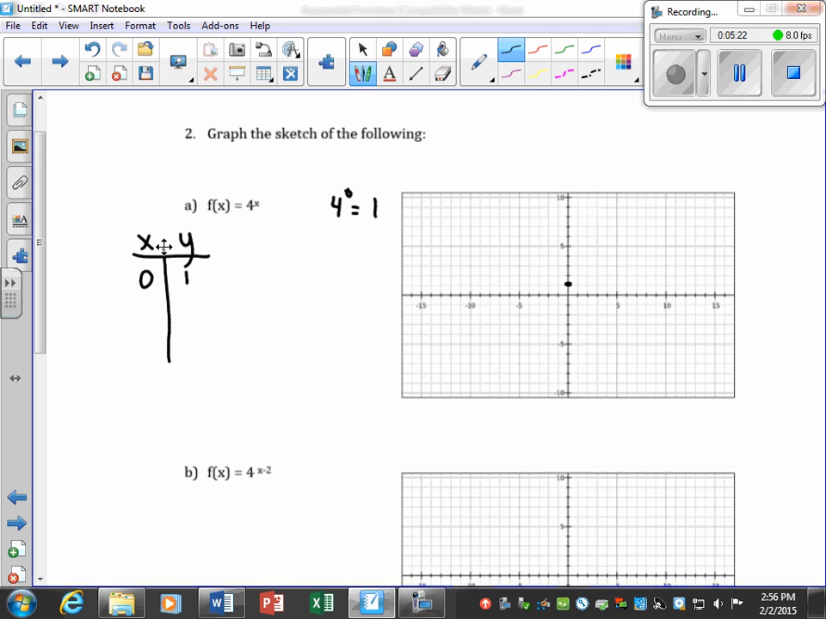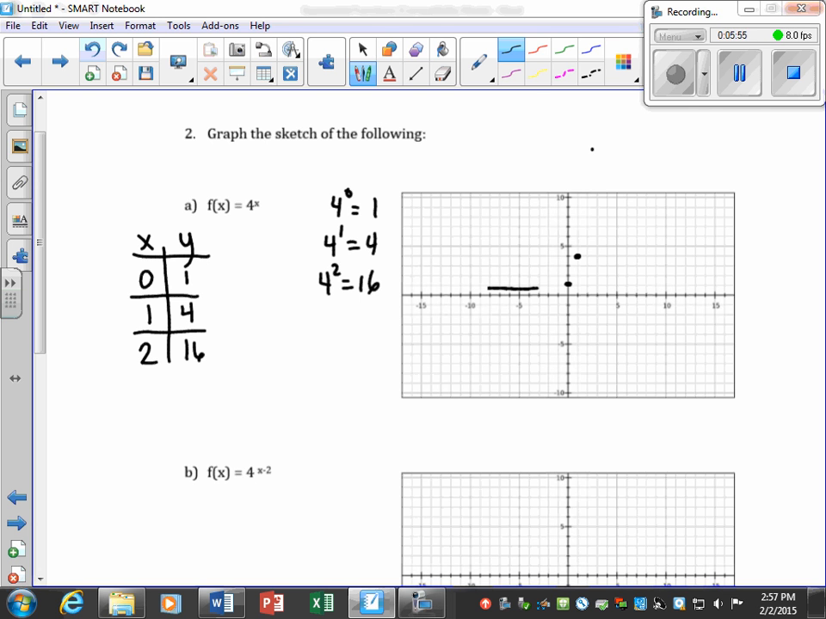Now we knew that (0, 1) was going to be a point, because when x is 0, that would give us 4 to the 0 power, and anything raised to the 0 power is 1. But what if we let x equal 1? That would be 4 to the first power, which is equal to 4. So over 1, up 4, that would be this ordered pair, that point right there. What if I let x be 2? Then that would be 4 squared, which is 16, and you can see this thing gets a lot bigger, so 16 is going to be way up there somewhere.